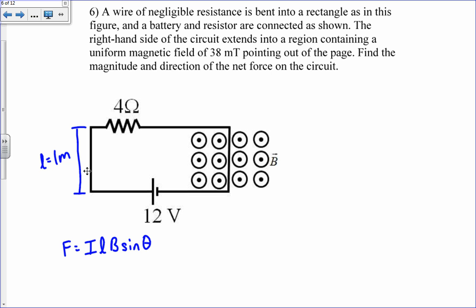I already know B, it's 38 millitesla. I need to find the current. I know from Ohm's law that I is equal to V over R. That is 12 over 4, which is 3 amps. So I have 3 amps. The length is 1 meter. B is 38 millitesla, so that's going to be 0.038 tesla.